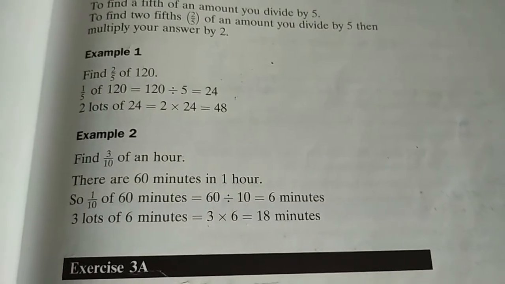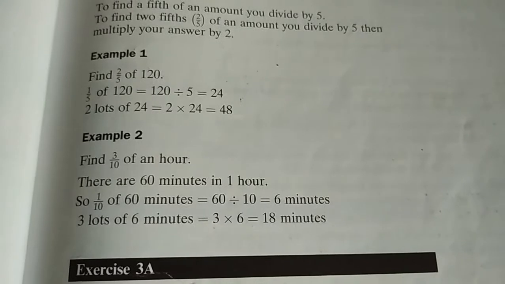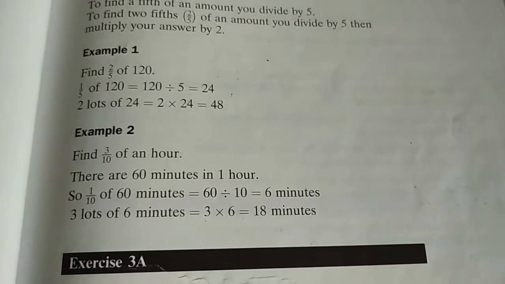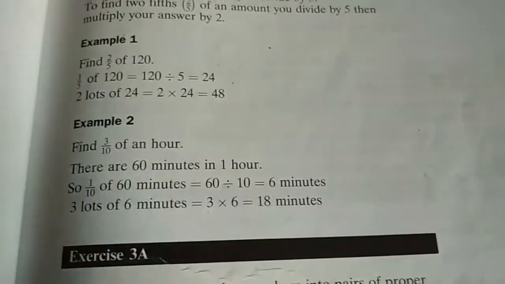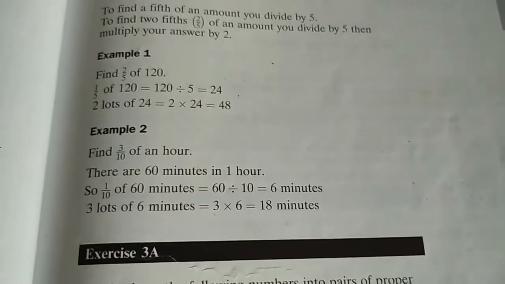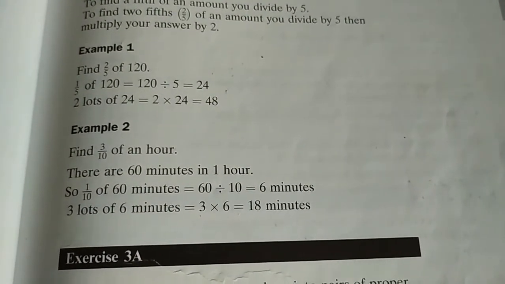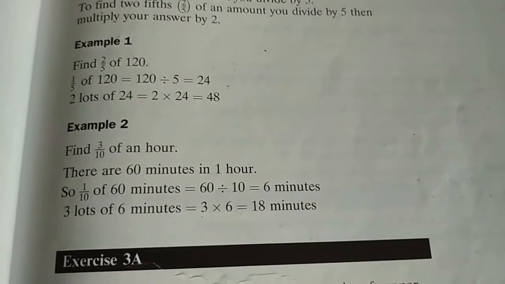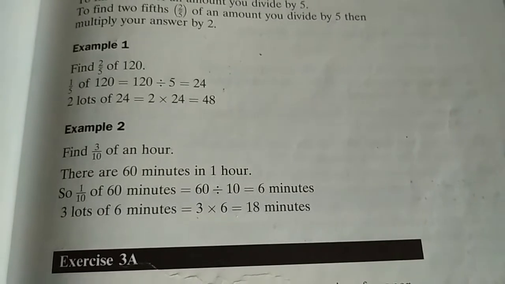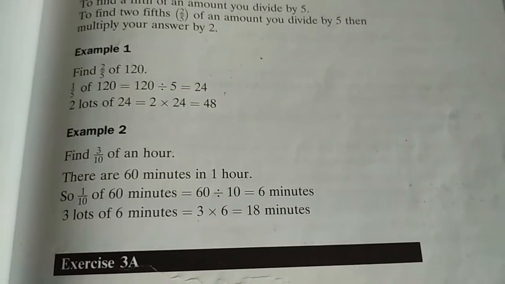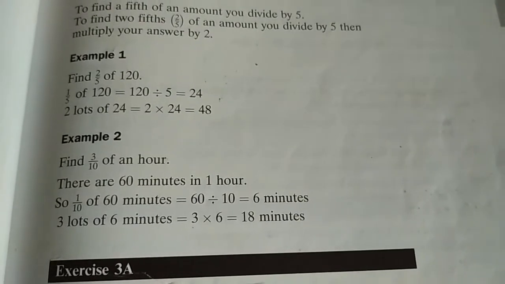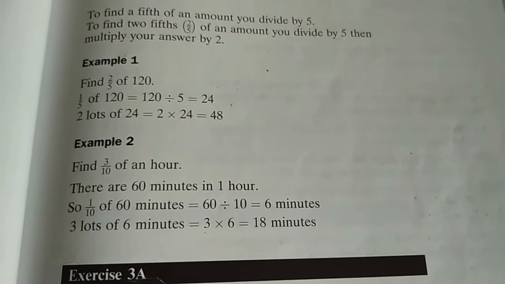The question is 3 by 10. So 3 is the numerator, 10 is the denominator. As they are doing 1 by 10, they are just taking the denominator first. The denominator will always be divided into the main number. Here the main number is 60 minutes, or 1 hour. So we are dividing the 60 minutes by this 1 by 10, or you can just say 10. We are dividing 60 by 10, so we got 6 minutes, by using the denominator.